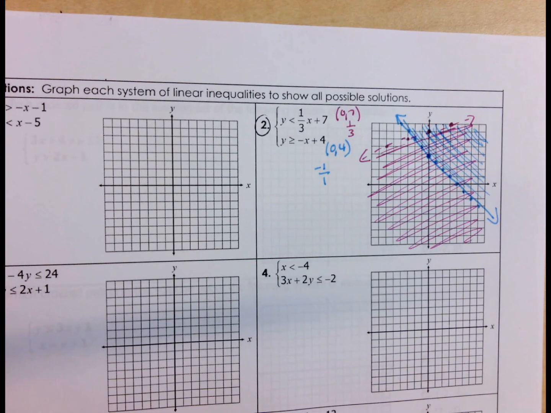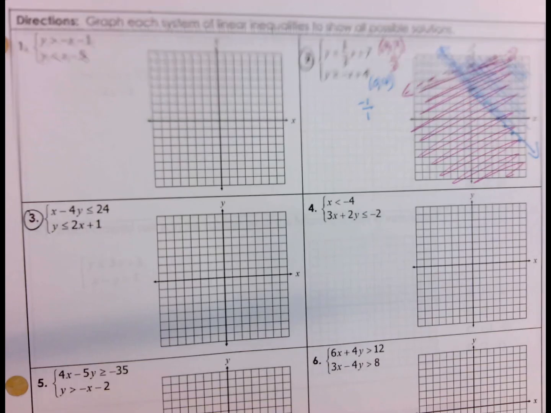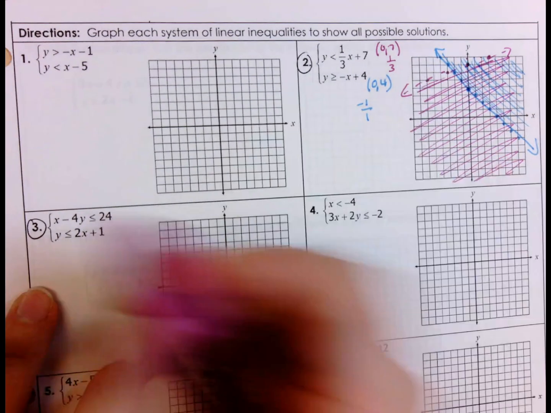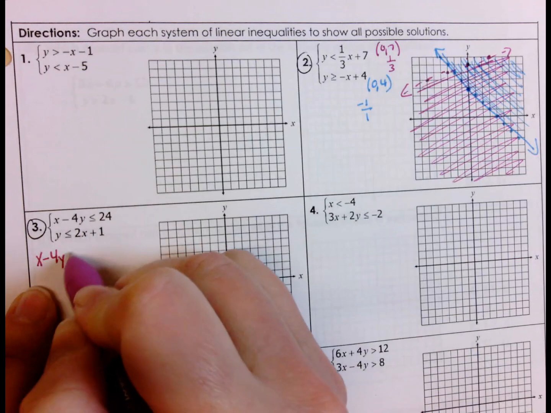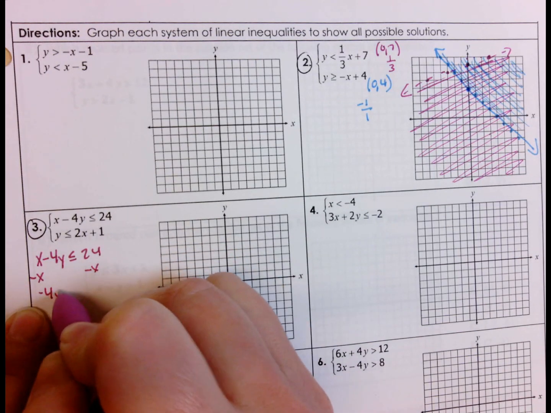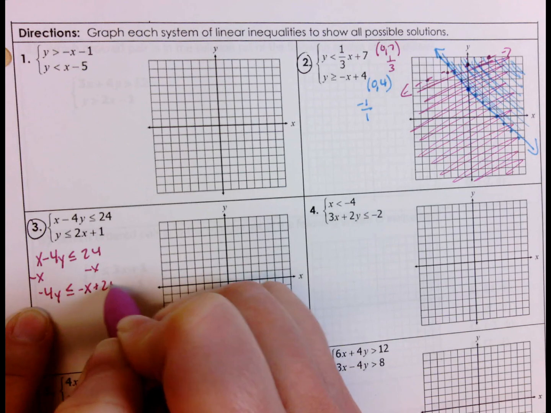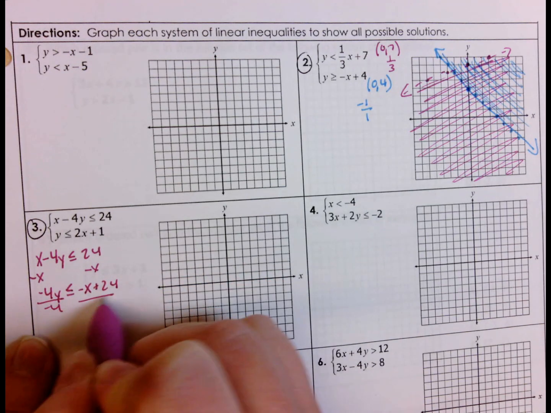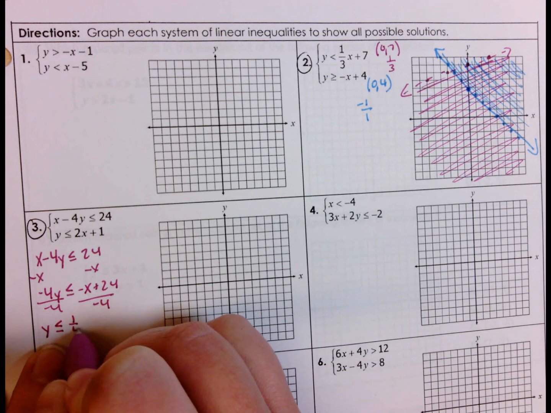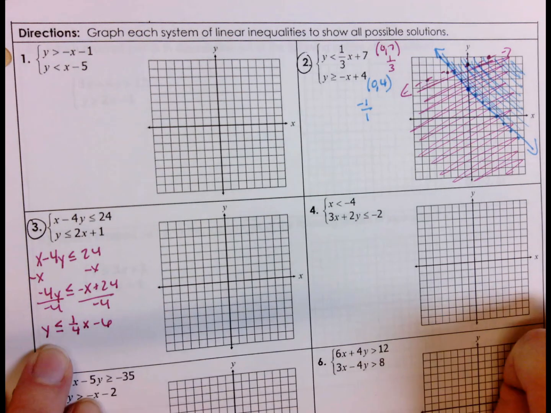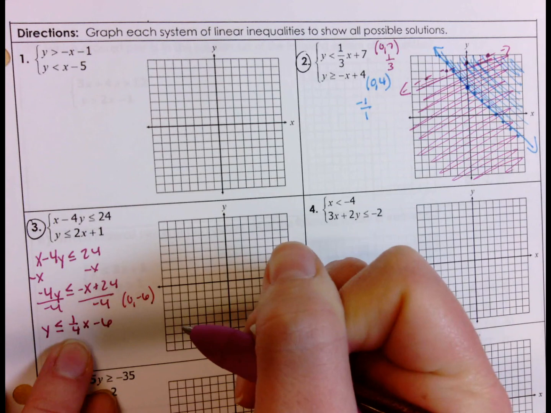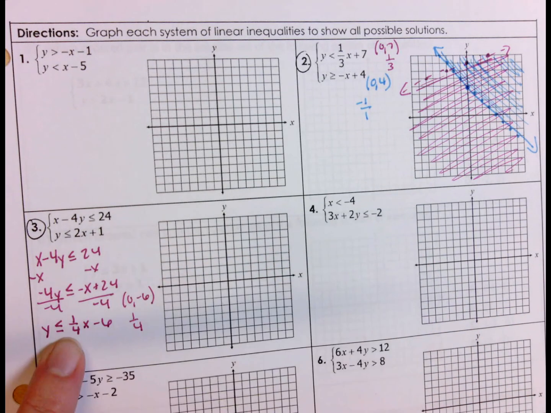Okay. All right, we're going to do an example with number 3 where we are going to have to rearrange a little bit on this first equation. So I have x minus 4y is less than or equal to 24. I do have to subtract that x, and then I do have to divide by negative 4. So I end up with y is less than or equal to 1/4 x minus 6. So that means I have a point at 0, negative 6. That's our y-intercept. And 1/4 is going to be our slope.